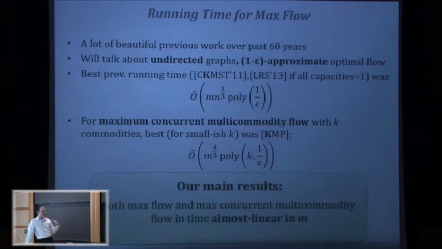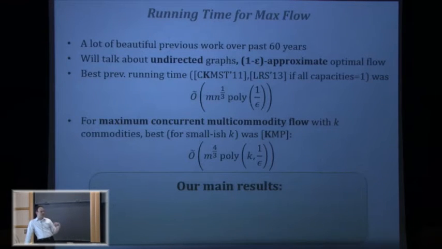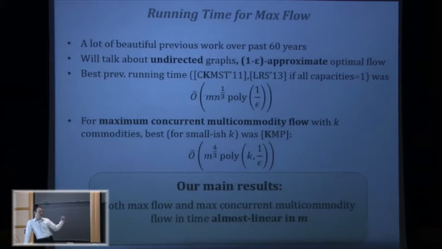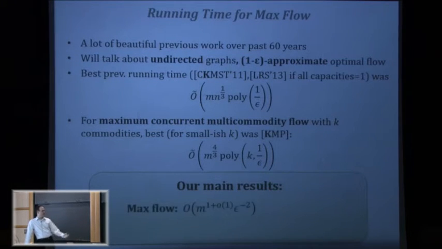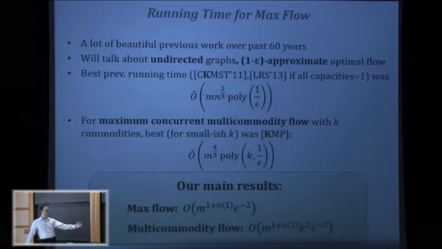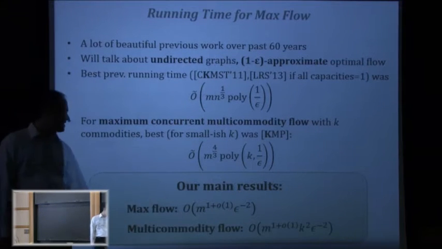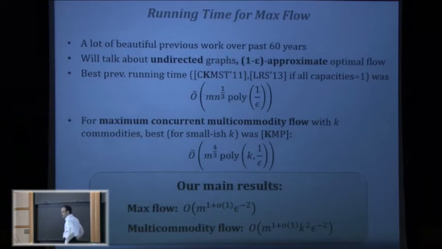And our main result today is going to be to make the 4/3 into a 1 plus little o of 1. So for both max flow and multi-commodity flow, our main result is going to be something that I'm going to say is almost linear in m. More precisely, this is what I'll give. It's a max flow result that's m^(1+o(1)), times poly of 1 over epsilon, where the epsilon dependence isn't that bad here. And for multi-commodity flow, it's almost linear in m.